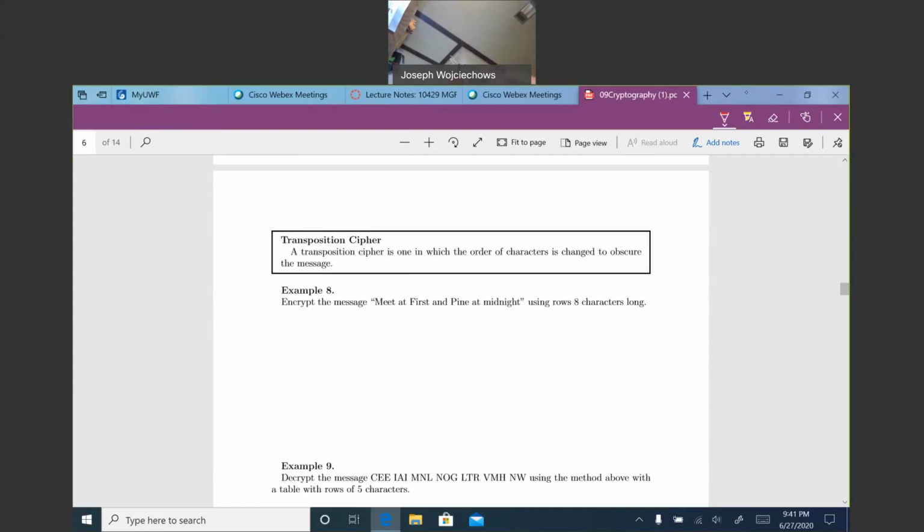So then we come up with something called a transposition cipher. A transposition cipher is one in which the order of characters is changed to obscure the message. So we have something. We have meet at First and Pine at midnight. And we want to use a table with rows of 8 characters long. So this is how this works.